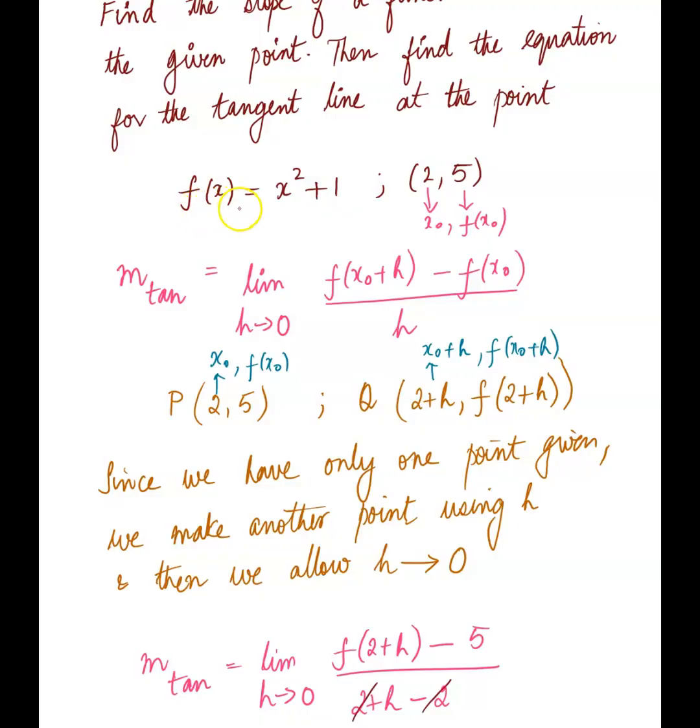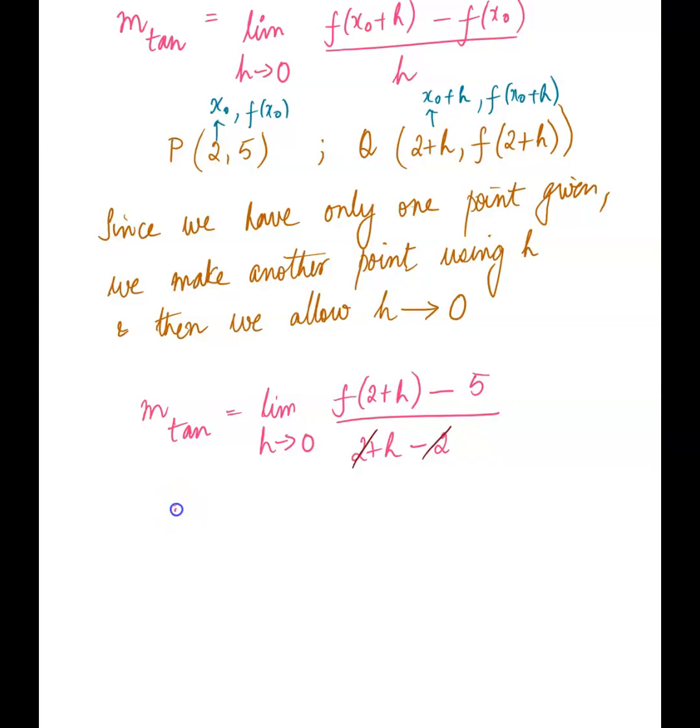This is f of x, right? F of x is x squared plus 1. So if f of x is x squared plus 1, it implies that f of 2 plus h will replace the x, right? So in the place of x, I'll now have 2 plus h.